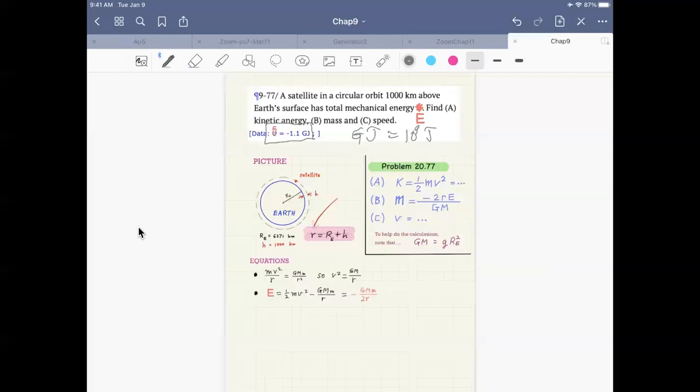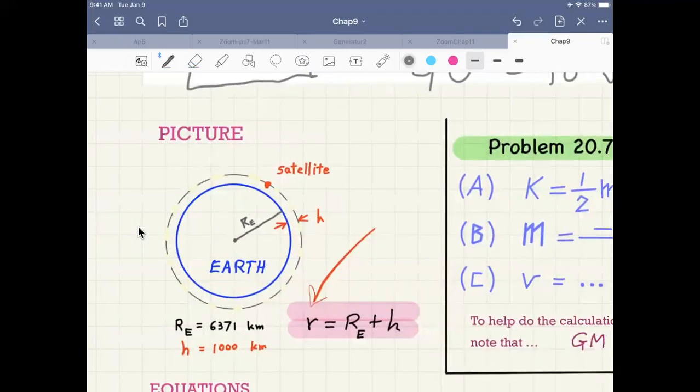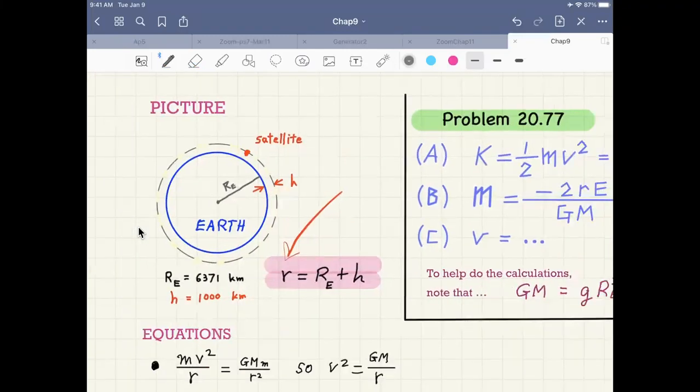So we always start a problem by drawing a picture. So here's a picture. Here's the Earth. The Earth is blue. Everybody knows the Earth is blue because you've seen photographs of the Earth from space. It's blue because mostly it's water. The Earth has a radius r sub e. That's 6,371 kilometers. That's the radius of the Earth.